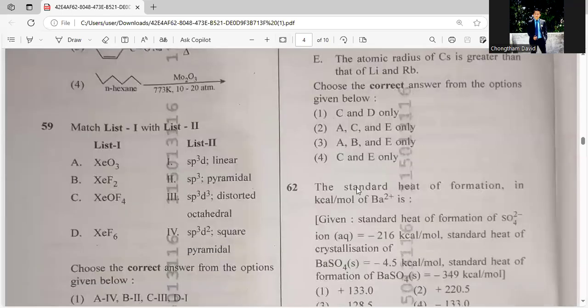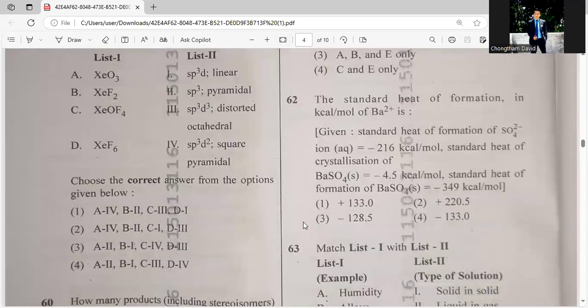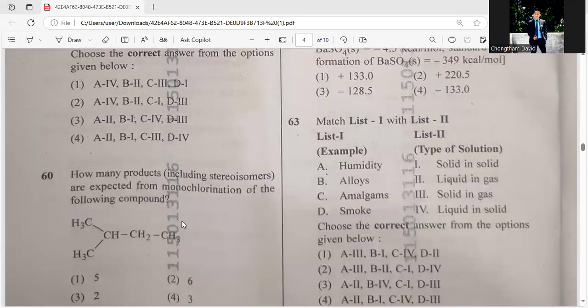So 349 plus 216, 4.5. Calculate this, we'll be getting 128.5. So option 3 we have here. Option 3 is the answer for this question. Okay, we just calculated minus 128.5. So 3 will be the answer for this question. Let us read question number 63.